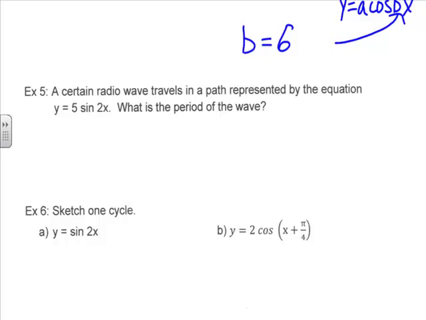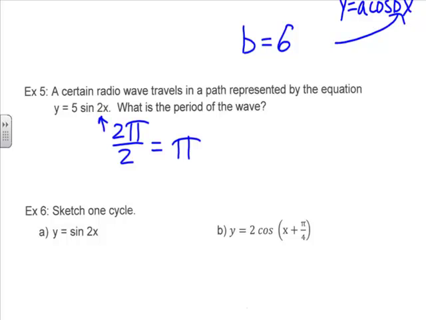A certain radio wave travels in a path represented by the equation y equals 5 sine 2x. What is the period? So this time we want to know how long does it take to do its thing once. So to figure this out, I'm going to take 2 pi and divide it by b. And so in this case, the period is pi. It'll do its thing in pi radians.